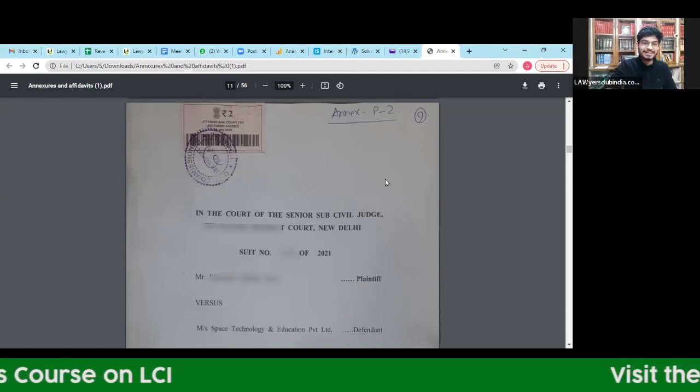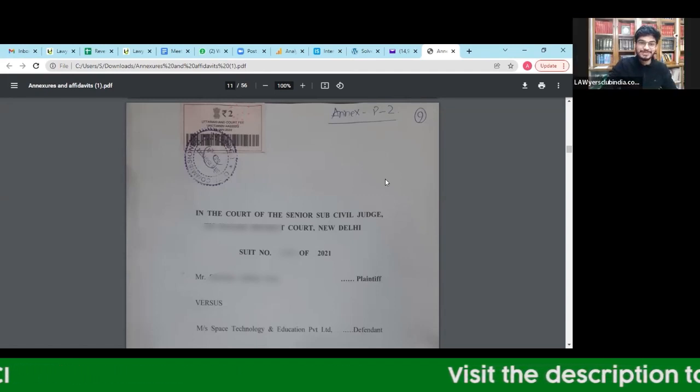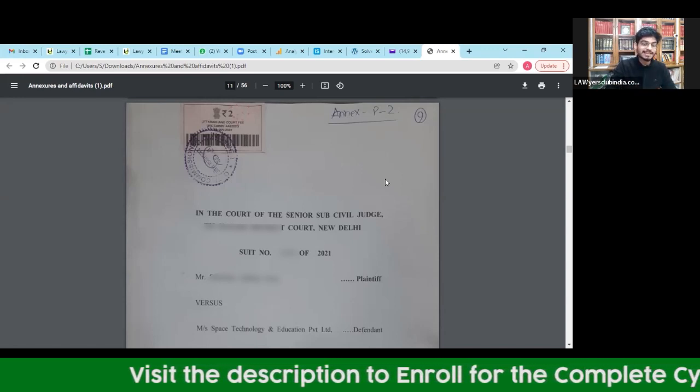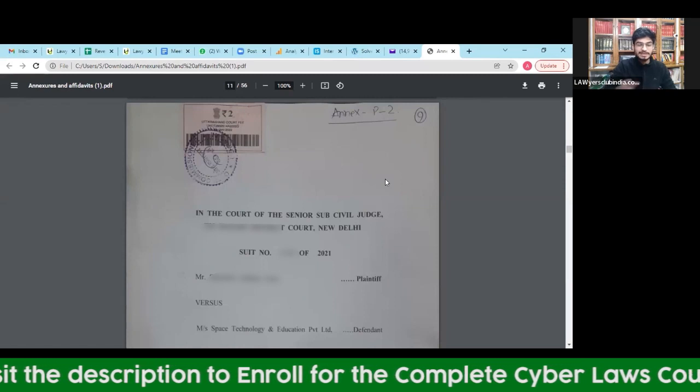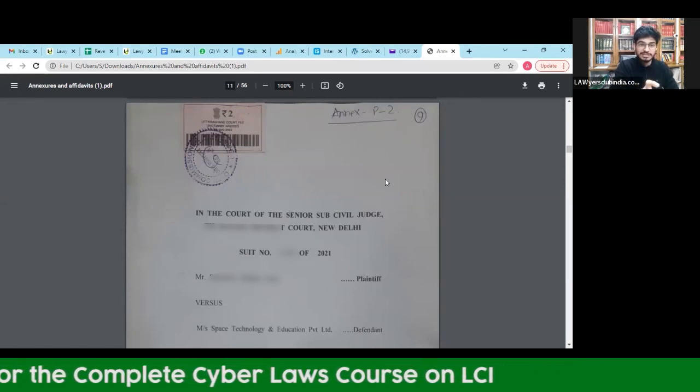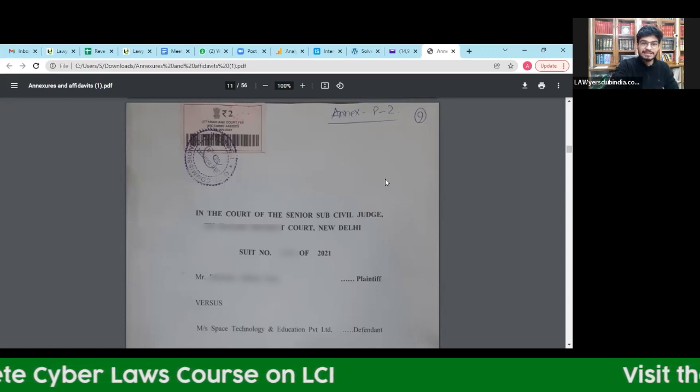And the thing got returned just because I had not put the page numbers on. And from that time onwards, I was very careful about all that has to be done. So very, super, very important ki ye paginated hona chahiye. And it actually is something that is written in CPC also.